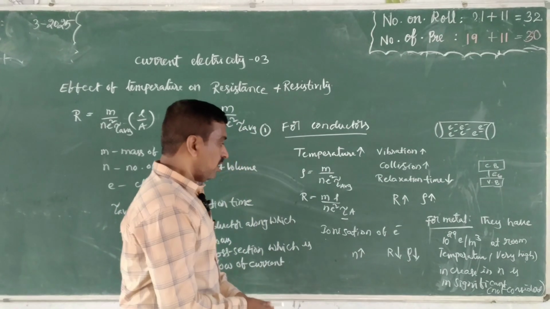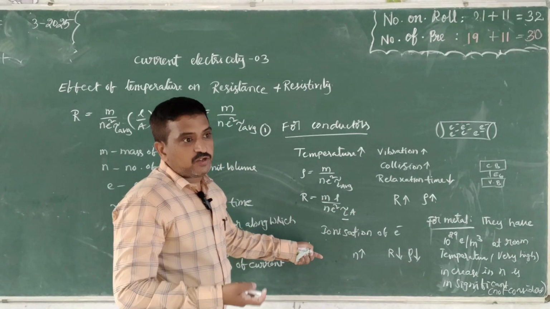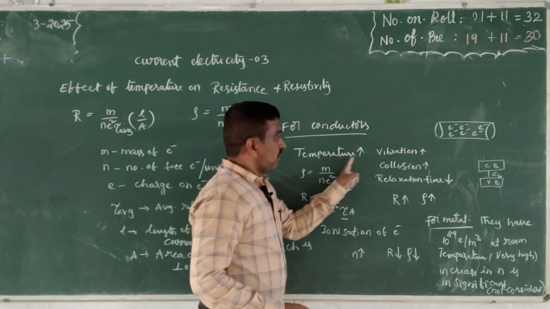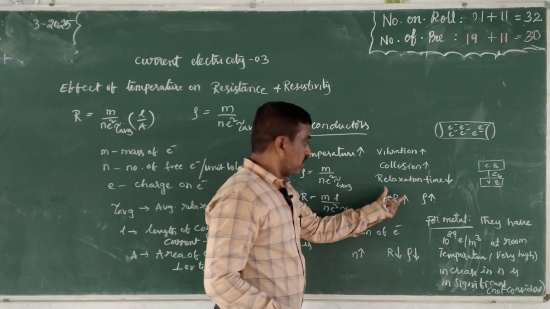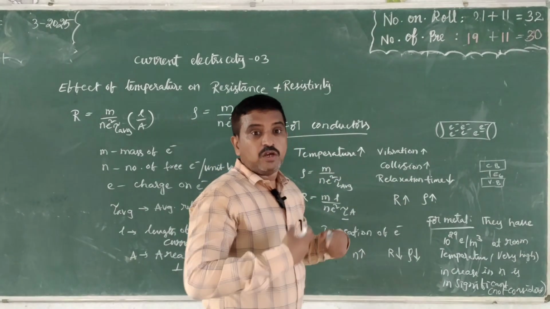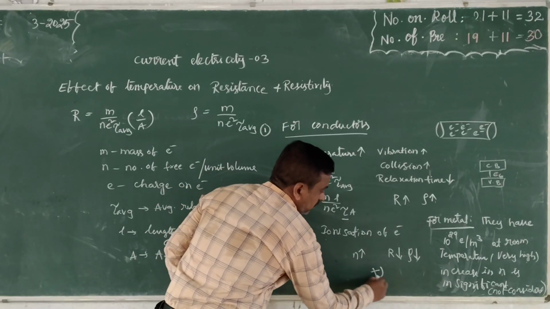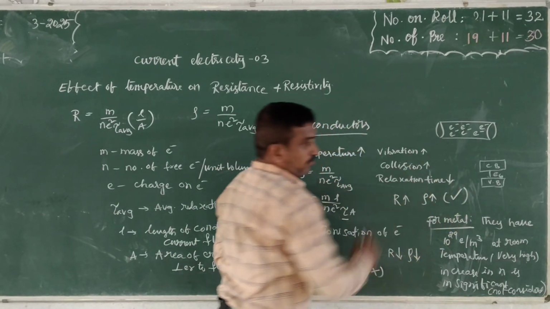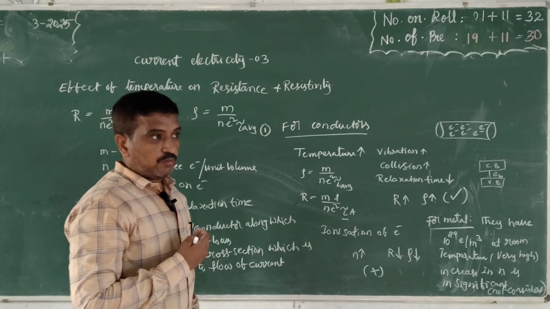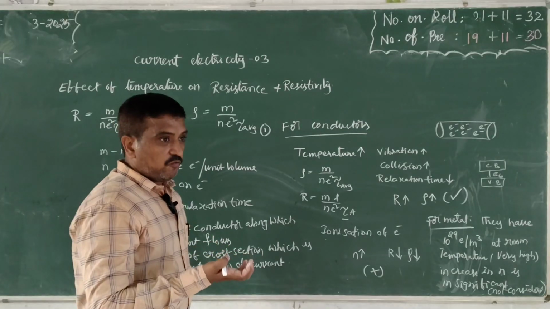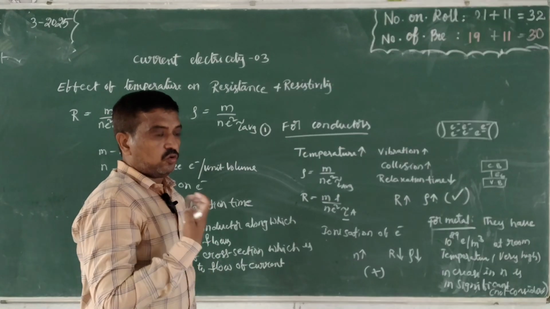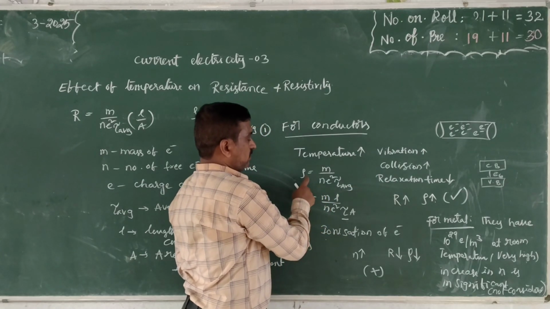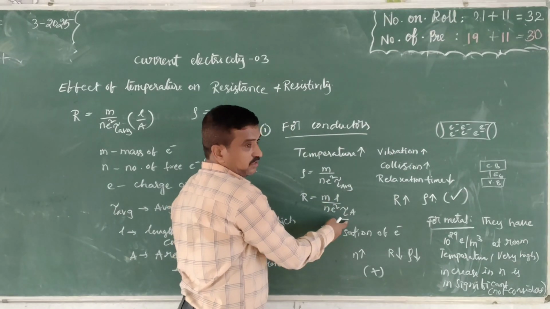So whatever decrease in resistance and resistivity there is because of ionization of electrons, it is not dominating. When temperature increases, relaxation time decreases, so resistance and resistivity increase. Because of the temperature increase, vibration of electrons increases, and automatically collisions increase. Collisions increase means relaxation time decreases. When relaxation time decreases, resistance and resistivity increase, because relaxation time is in the denominator.